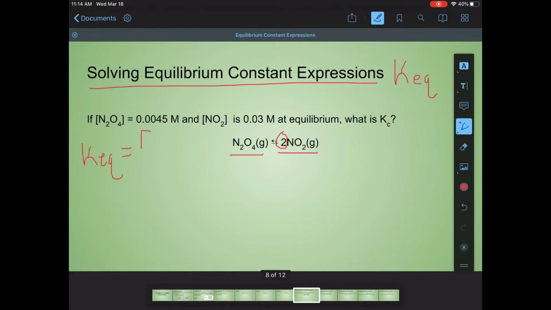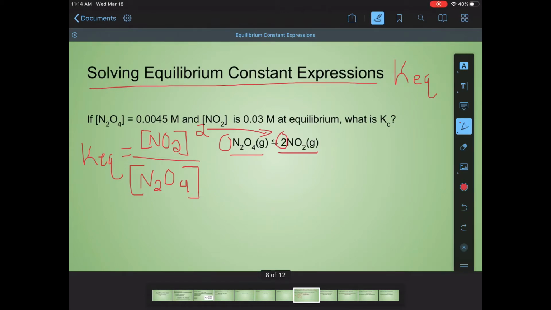And that is the concentration of NO2 raised to the second power, which is this number right here. That's where I got it. Divided by the concentration of N2O4. And because there's no coefficient, we could raise it to the first power, but we don't technically have to because anything to the first power is just itself.